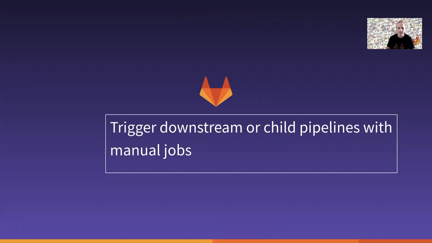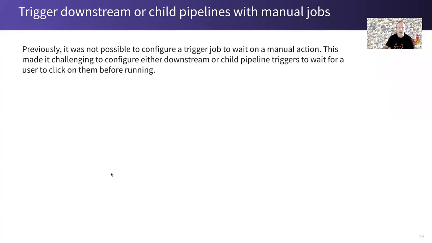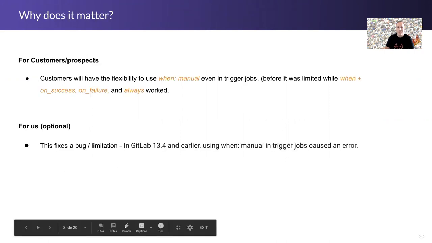The next item I want to show you today is trigger downstream or a child pipeline with manual jobs. So what is it? A parent-child pipeline or cross-project pipeline is not new, but it wasn't possible to trigger manual jobs. Manual jobs means that the pipeline stops and waits for a manual action in order for the job to start. Why does it matter?